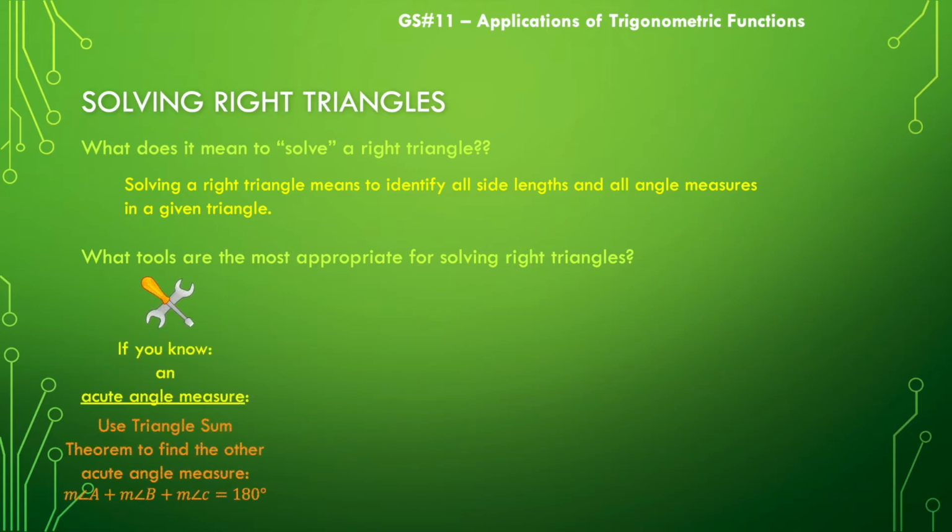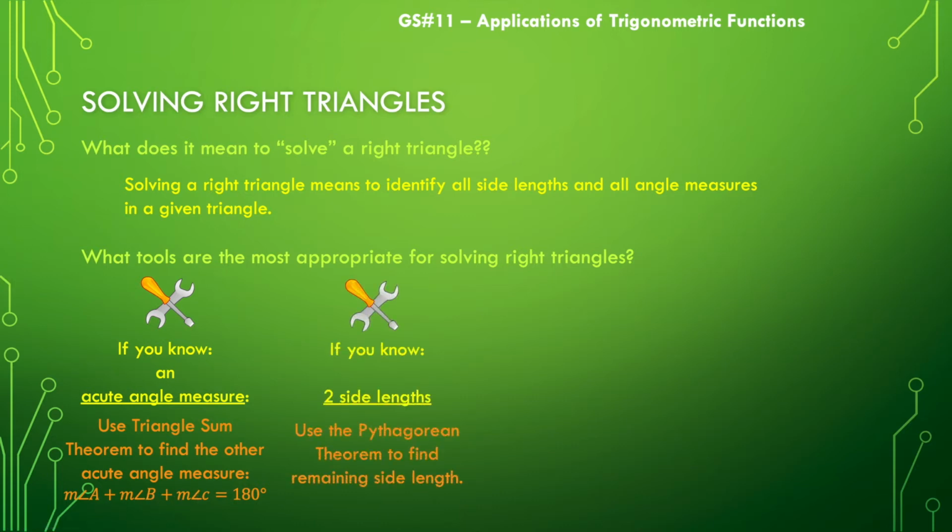One of the tools: if you know one of the acute angles in a right triangle, you can use the triangle sum theorem to find the other acute angle measure. You probably know this, but you may not know the name. The triangle sum theorem just says that the sum of the measures of the interior angles in any triangle will add up to be 180 degrees. So if you know one of the acute angles and you know the right angle, then you can find that third angle. It doesn't have to be in that order, but if you know two out of the three, you can find the third.